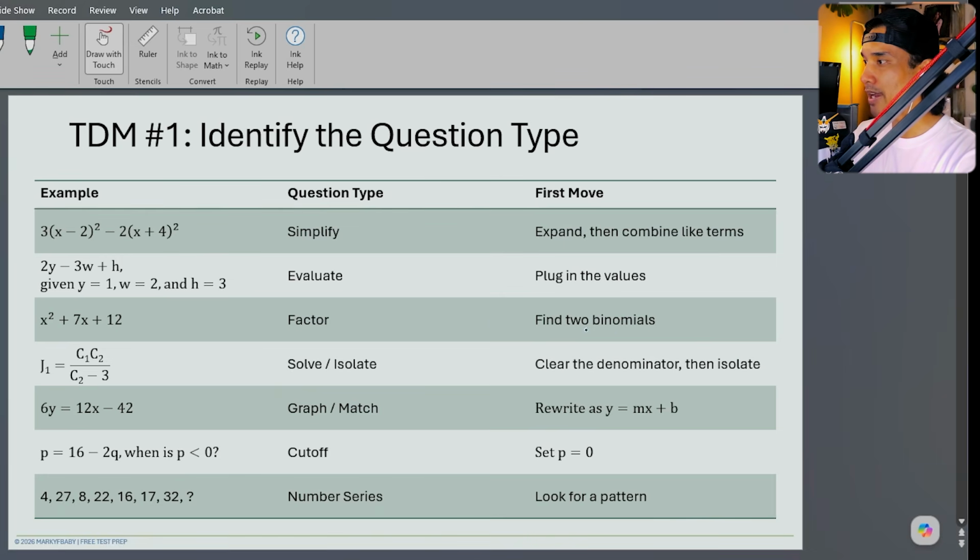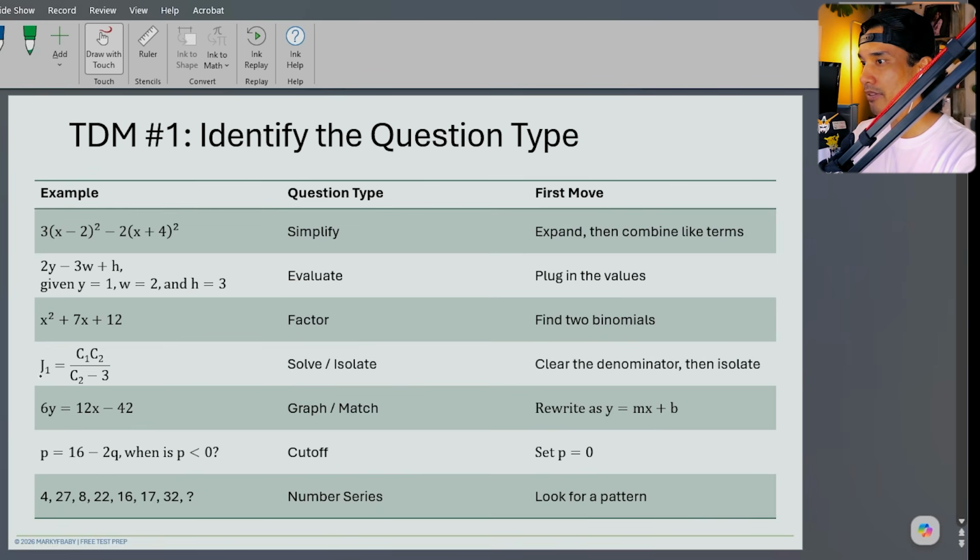Factor, I would find 2 binomials, right? So we have 12 here. What 2 terms multiplied together equals 12, and then combine equals 7. And then after that, I would get the 2 binomials, x plus whatever, and then x plus whatever.